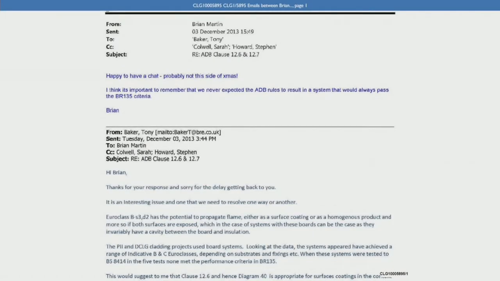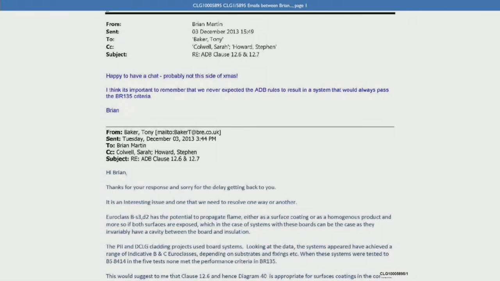Right. Again, to the foot of the email, he says, as you say, thinking out loud, we probably need to discuss in order to fully resolve, would it be possible to arrange a meeting to discuss further? And then the response to that is at the top. If we scroll up to the top of page one, please, on the screen. You can see Brian Martin coming back to him the same day, 5 minutes later, saying, happy to have a chat, probably not this side of Xmas. I think it's important to remember that we never expected the ADB rules to result in a system that would always pass the BR135 criteria.